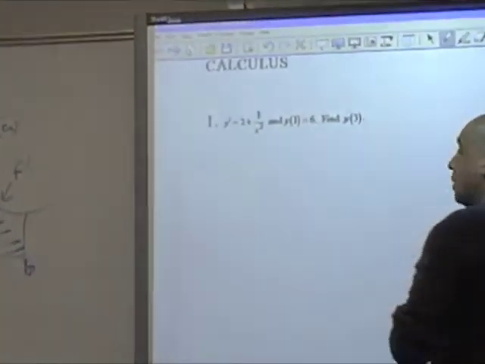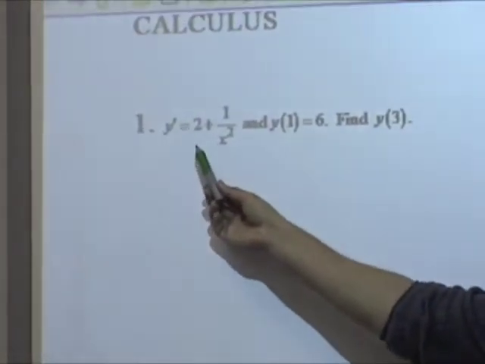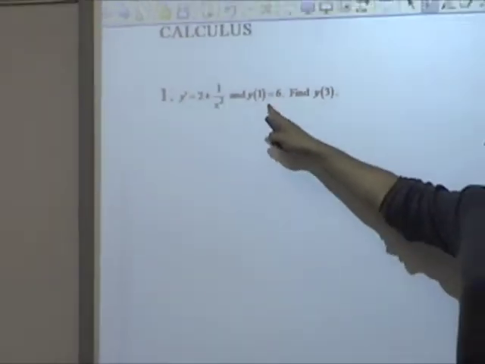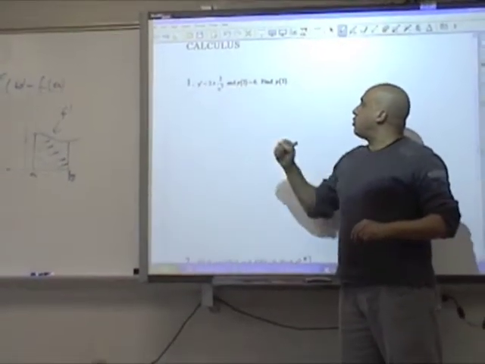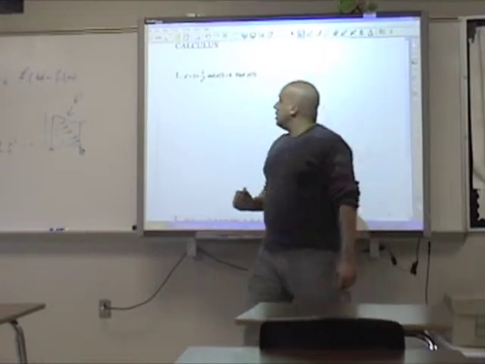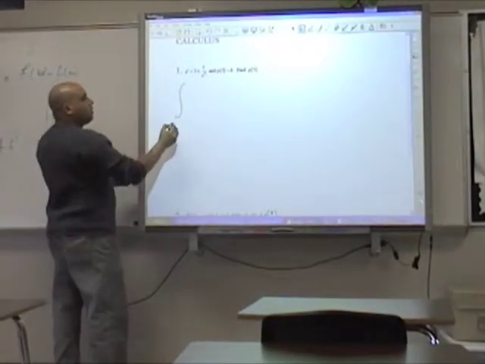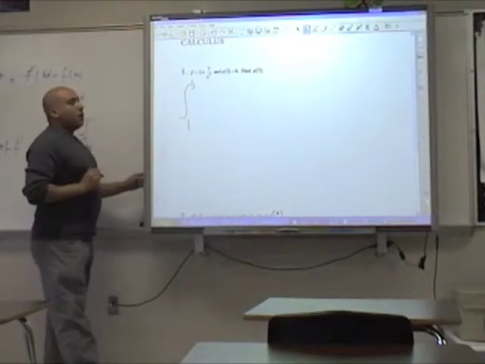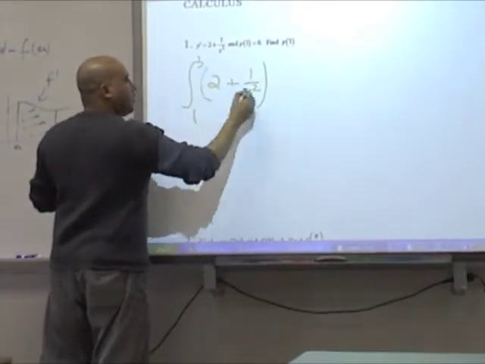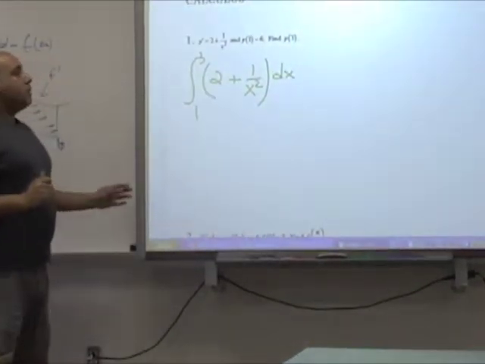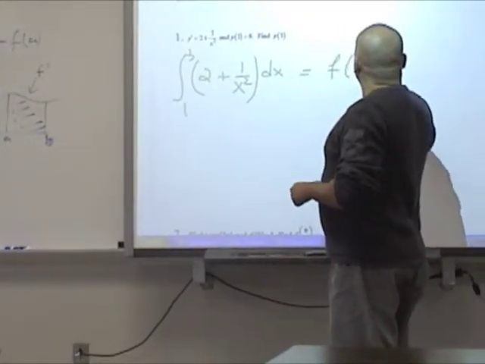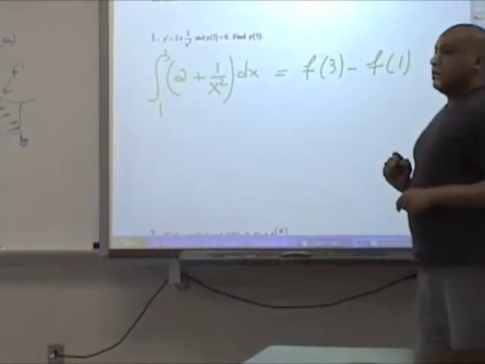for example here, y prime, which is the derivative of y, is given as 2 plus 1 over x squared, and given y of 1 equals 6, which is the antiderivative of y prime, find y of 3. For that, we're going to apply the fundamental theorem of calculus. So I'm going to evaluate the integral from 1 to 3 of the derivative function 2 plus 1 over x squared dx. According to the fundamental theorem of calculus, this is equal to f of 3 minus f of 1.